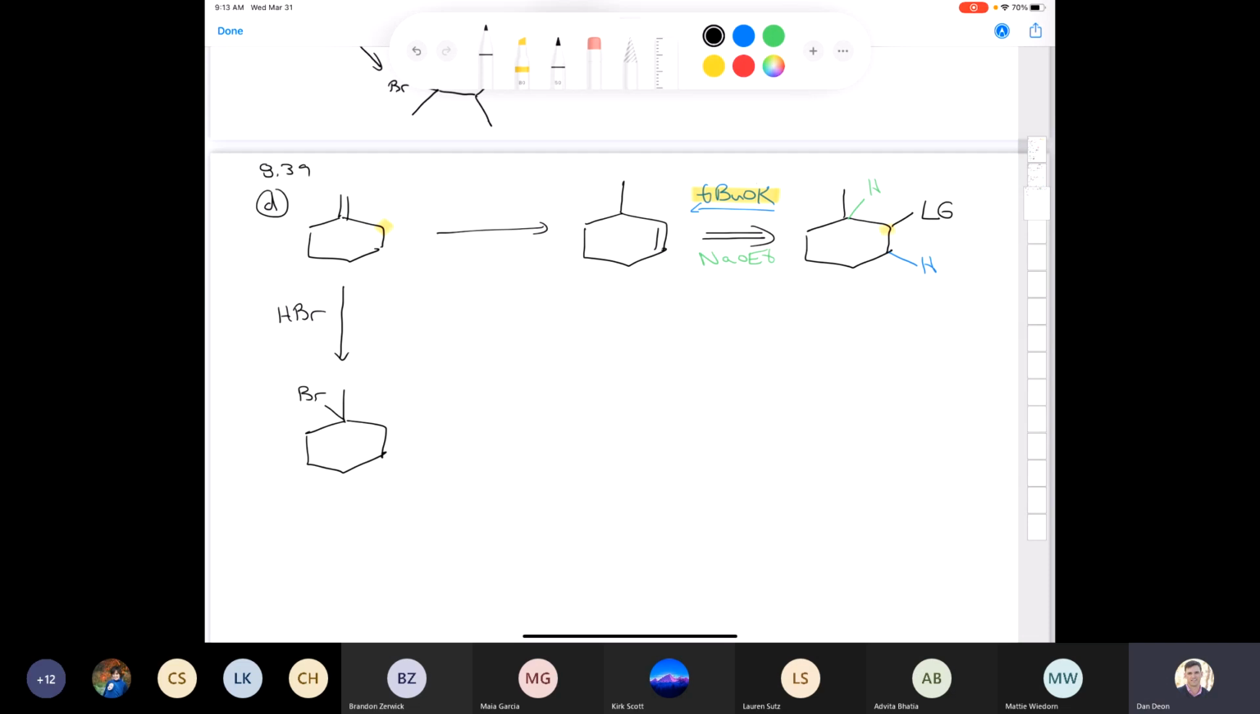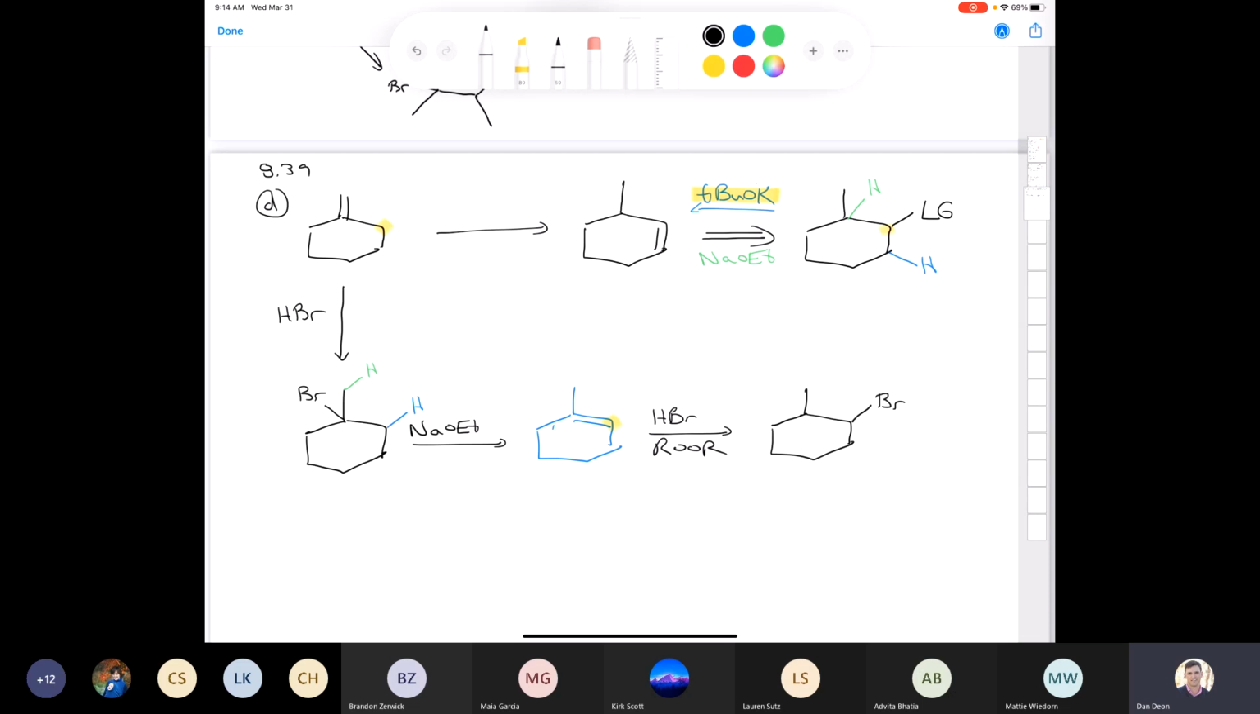Then if you were to take that and treat it with sodium ethoxide, you have either the green proton that you could abstract or the blue one, but you're going to pull off the blue one because it's going to give you the more stable alkene, and sodium ethoxide is a non-hindered base. So you'd have this. Now, how do I install a leaving group at this position? Well, in that case, I would use HBr and peroxides, which will effect an anti-Markovnikov addition of bromine.